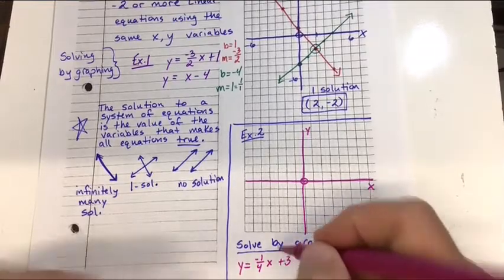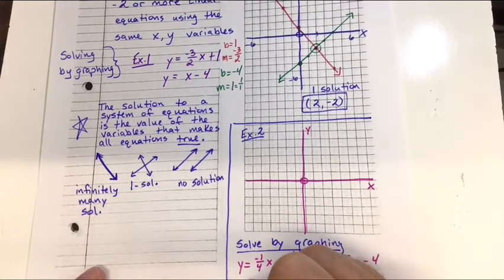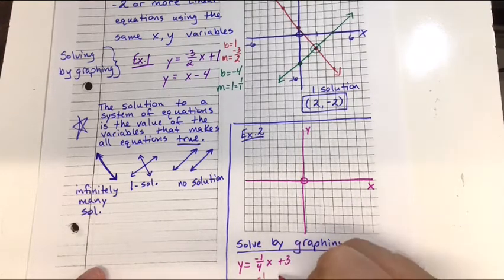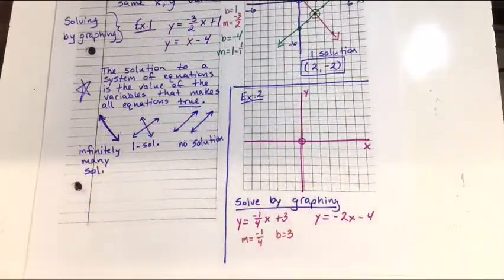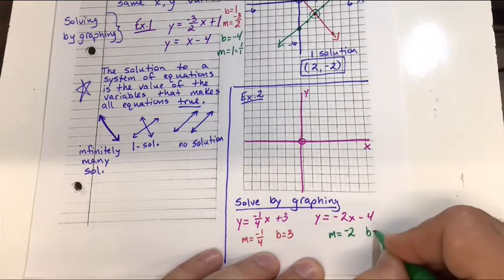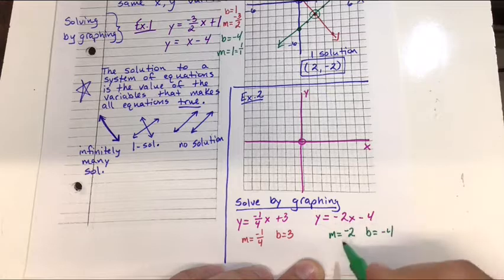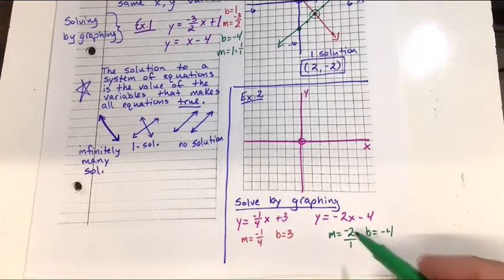And so we're going to write down slope and y-intercept again. Slope of this line is -1/4, but the y-intercept is 3. And then for our other line, the slope is -2, and the y-intercept is -4. Now, for the slope of -2, we want to make it a fraction over 1, so we can do rise over run.